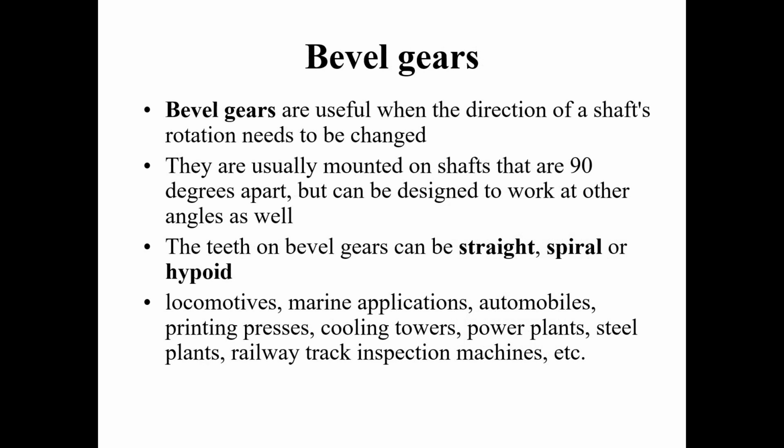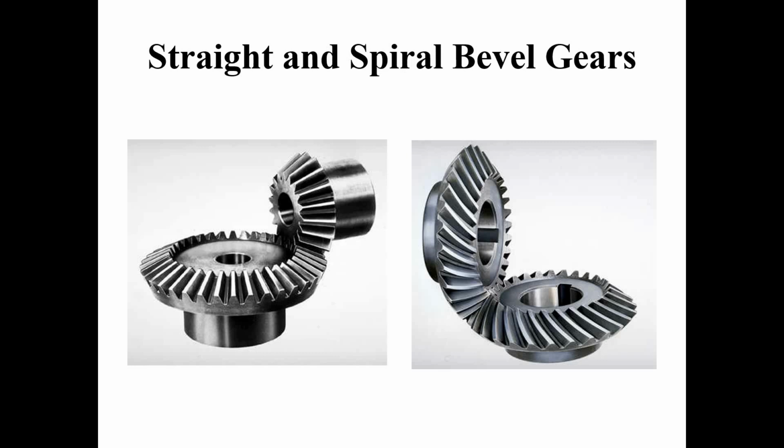Next are bevel gears, used when the direction of the shaft of rotation needs to be changed, like a 90-degree angle. One gear will be in the X direction and another in the Y direction. They are usually mounted on shafts that are 90 degrees apart but can be designed to work at other angles as well. The teeth on bevel gears can be straight, spiral or hypoid. The main applications are locomotive and marine applications. This X-ray image shows the exact view of straight and spiral bevel gears.